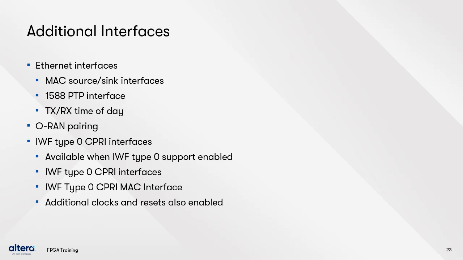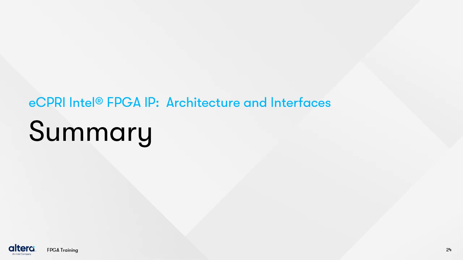Finally, we want to highlight a few other interfaces found on the IP core. There are the Ethernet interfaces to connect to the Ethernet MAC. These include the PTP and TOD interfaces. The ORAN interface signals TX transport CU and RX transport CU appear when ORAN IP pairing is enabled. Lastly, when IWF Type 0 is enabled, then additional interfaces appear for connecting to eCPRI logic. These include the IWF interfaces and the eCPRI MAC interfaces. This concludes our look at the architecture and interfaces of the eCPRI IP.